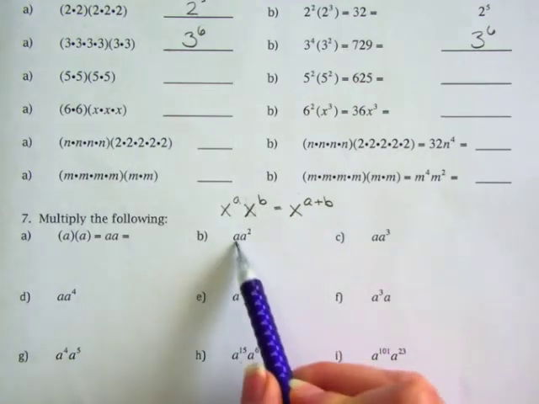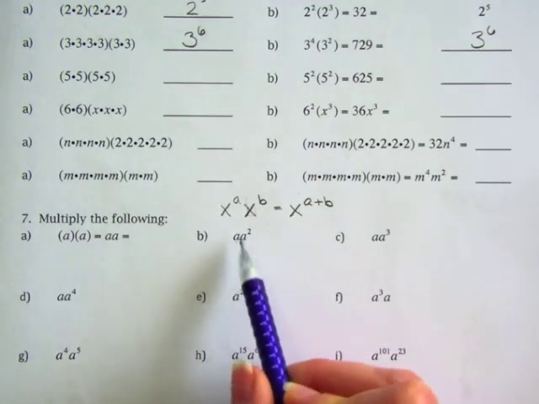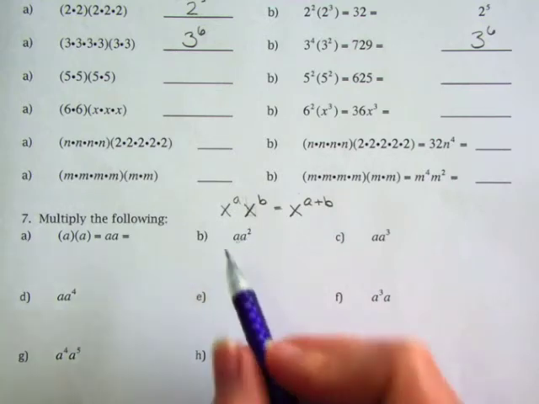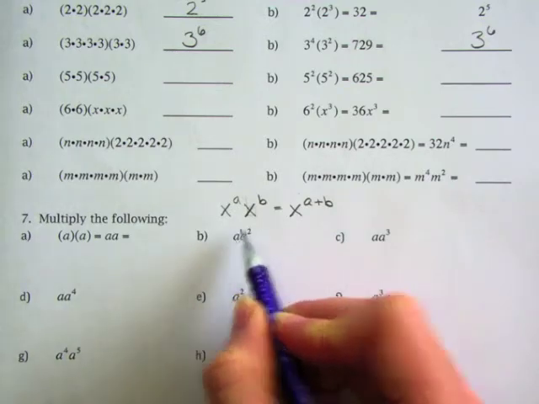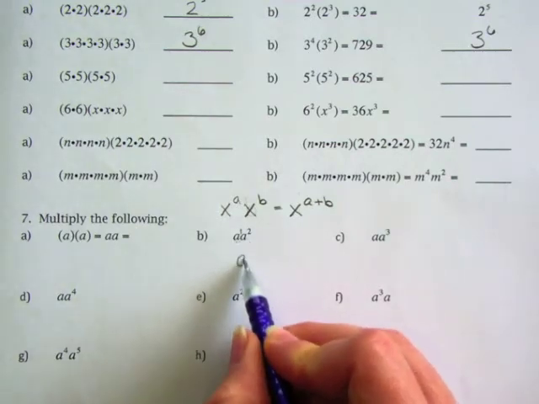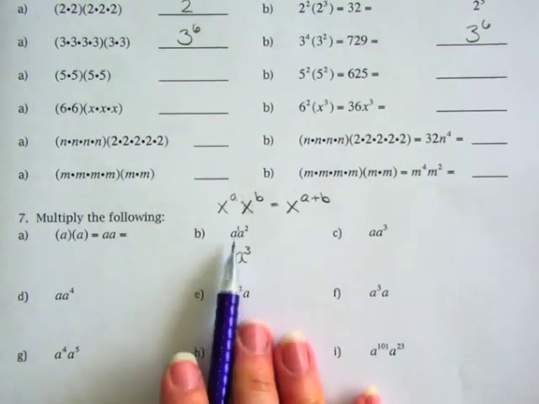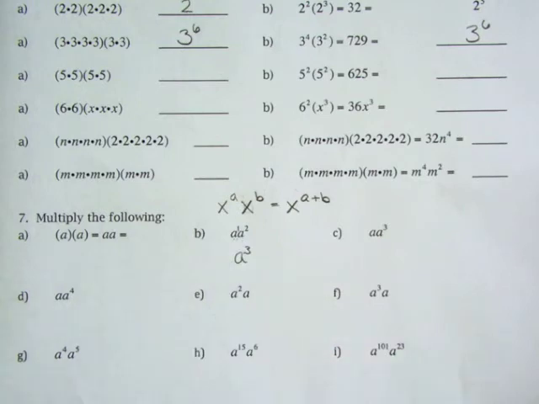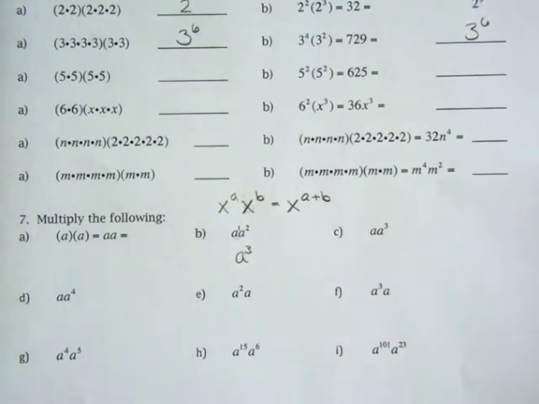If I have a times a squared, what is the exponent on a? Okay, hopefully you're thinking 1. When there's a value written without an exponent, the exponent is 1. It's just that number itself. And so when I add those exponents, I get a to the 3rd. That should make sense because I have 1 a here and 2 a's here, so there's 3 a's in this problem, all multiplied together. Okay, go ahead and pause and finish number 7.